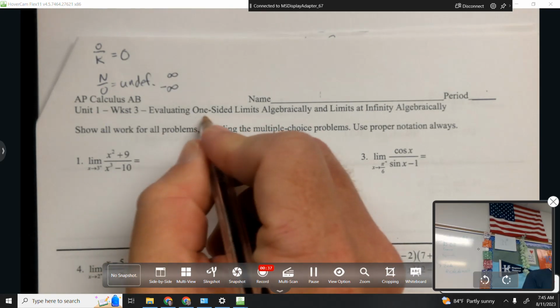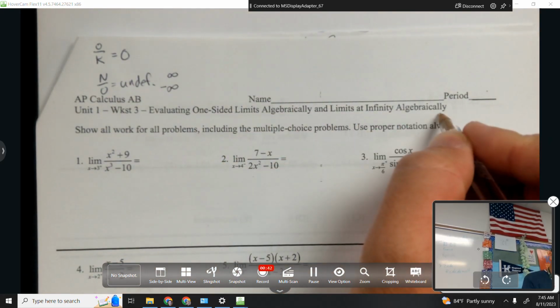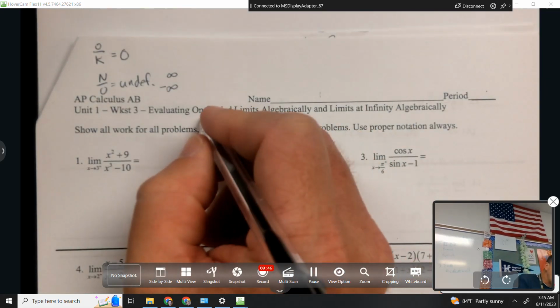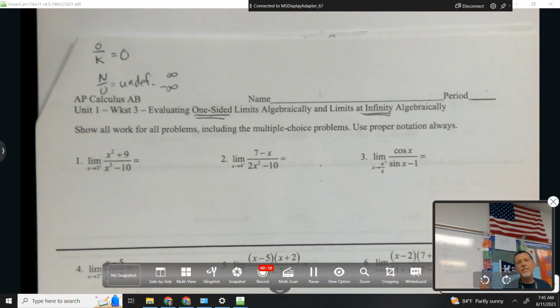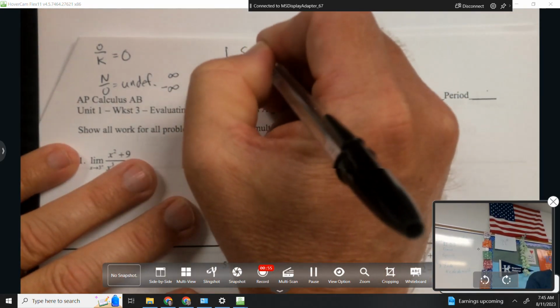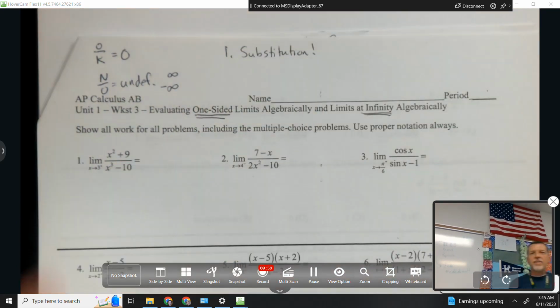All right, evaluating one-sided limits algebraically and limits at infinity algebraically. So yesterday we evaluated limits. What's new today is one-sided limits and infinity limits. Well, the good news is that the first technique is the same. Substitution. Plug it in, see if it works. If you get something nice, then you're good.